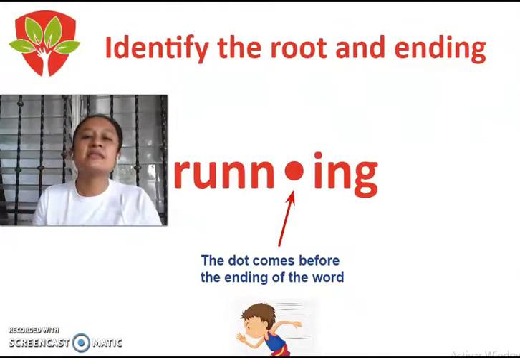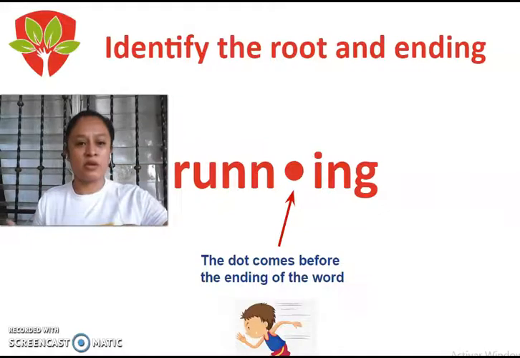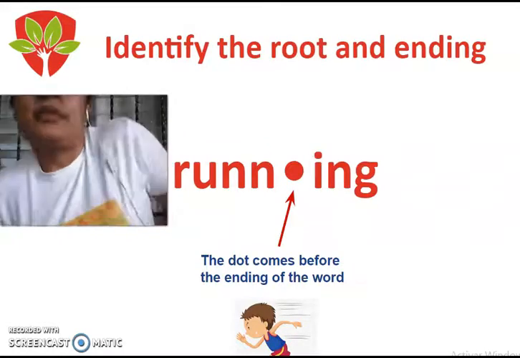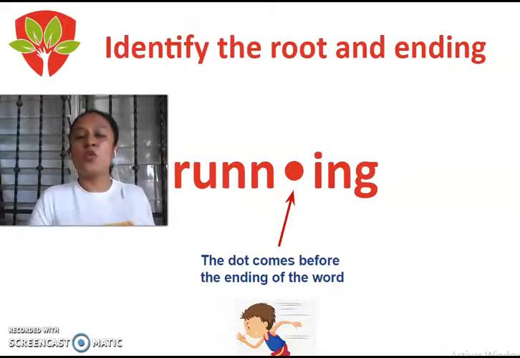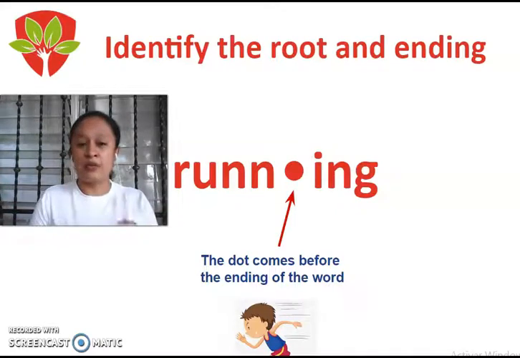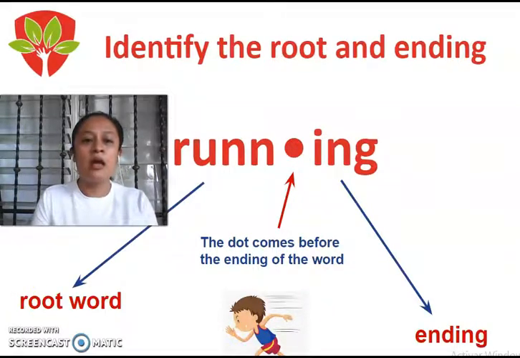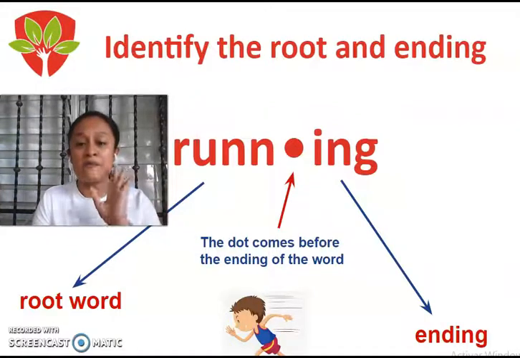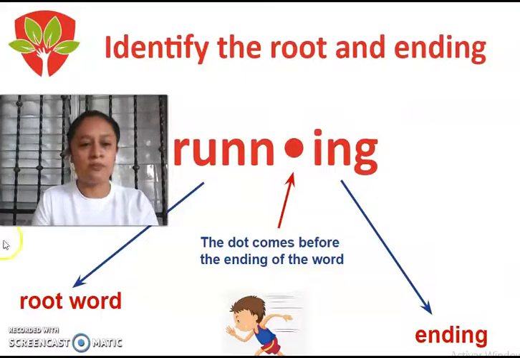Now let's identify the root word and the ending word. So the same questions that I have for you. Which part is the root word and which part is the ending word? So let's think about it. And remember that the dot comes before the ending word. Okay? So let's think. And in here, I'm going to show you that the root word is run. And then we have the ending word ing. Okay?